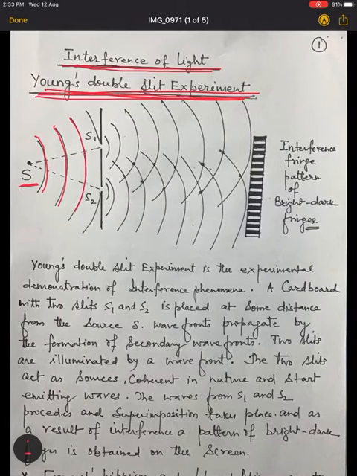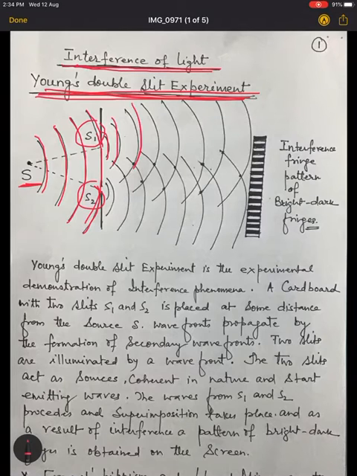propagates in the form of wavefronts, and S1 and S2 are now illuminated by a single wavefront. As all the particles of a wavefront are in the same phase and emitting waves of the same nature, the two slits S1 and S2 act as two sources of light, and the two sources are coherent in nature. As a result, a single source can be used to produce two coherent sources S1 and S2.